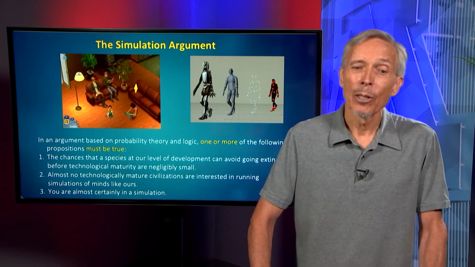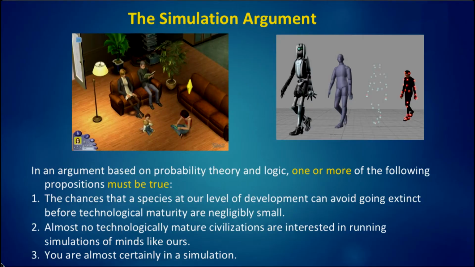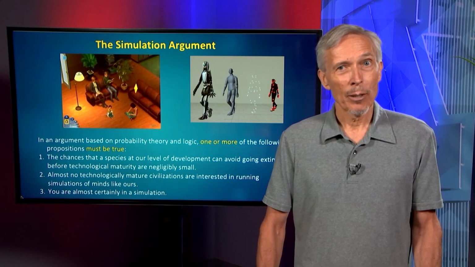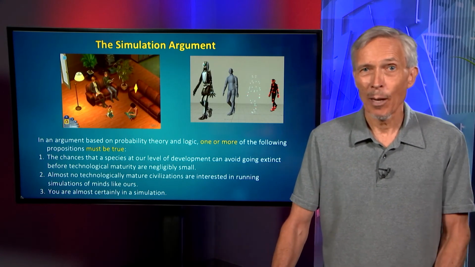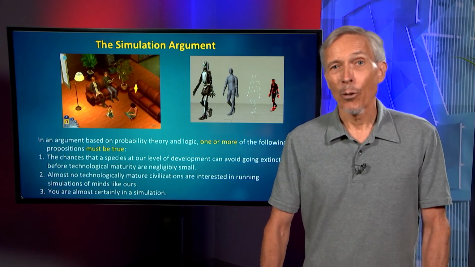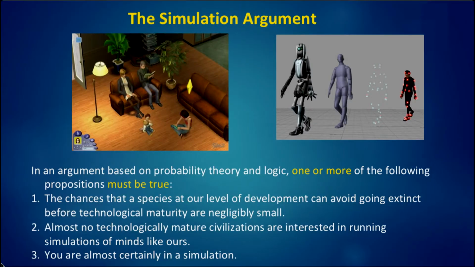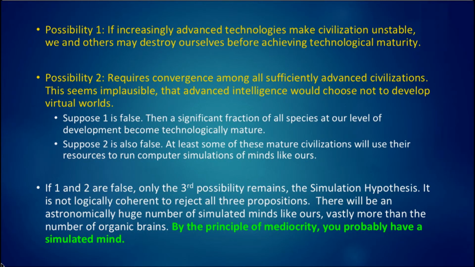The second possibility is that almost no technologically mature civilizations are interested in simulating minds and biologies like ours. In other words, they could do it, but they choose not to. It's not one of their activities. It's not interesting to them for some reason. The third possibility, remarkably, is that this has happened and you're actually living in a simulation. Let's look at some possibilities within this provocative argument.